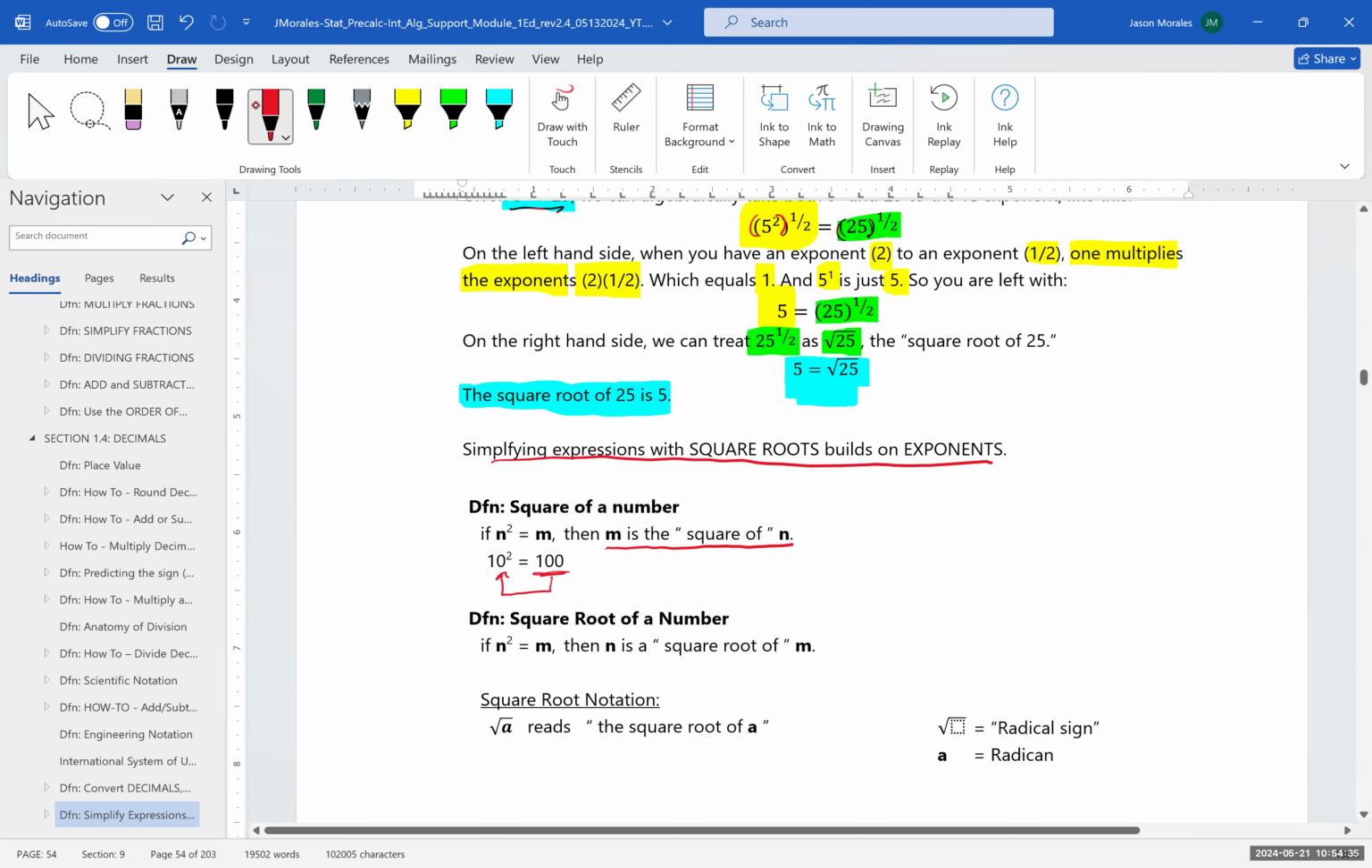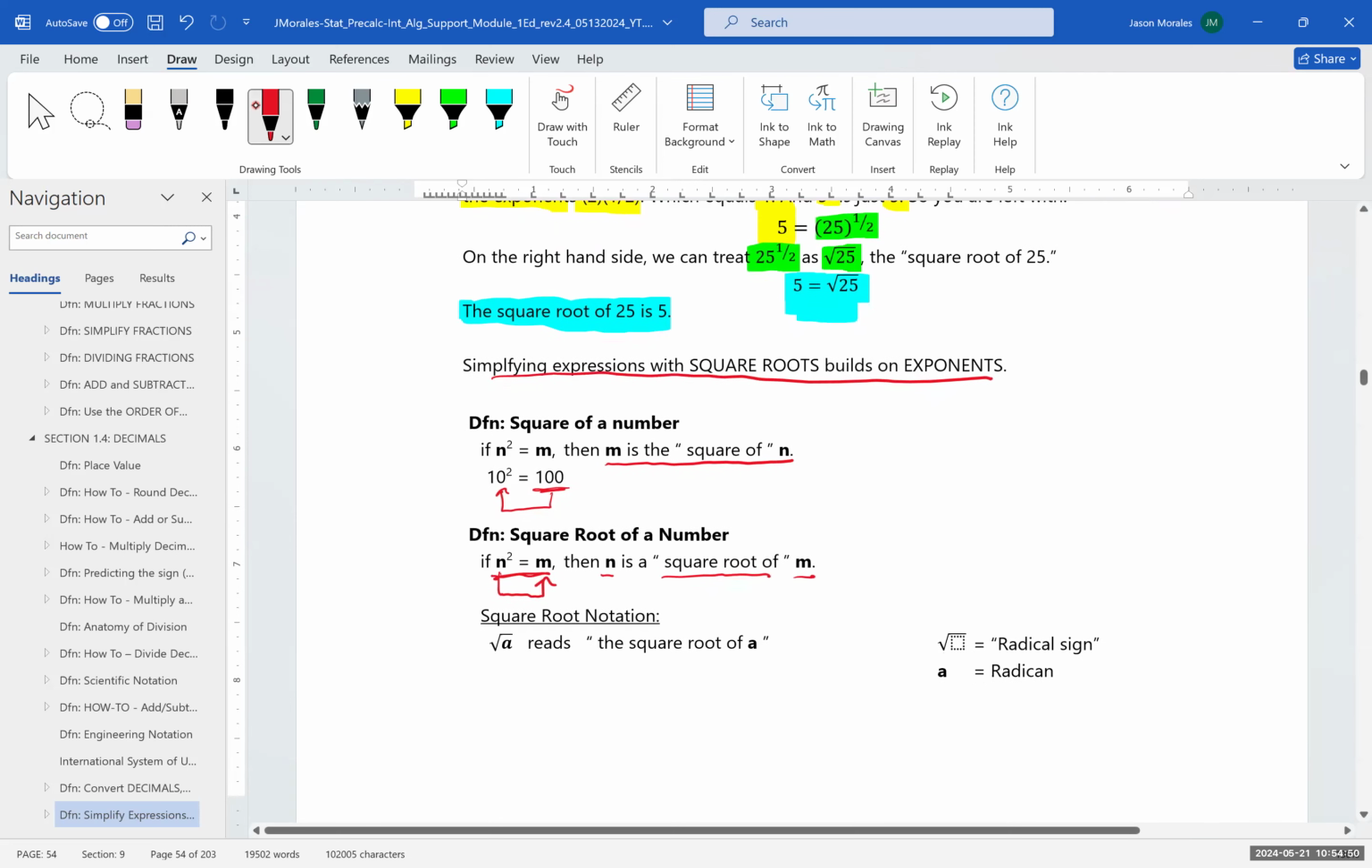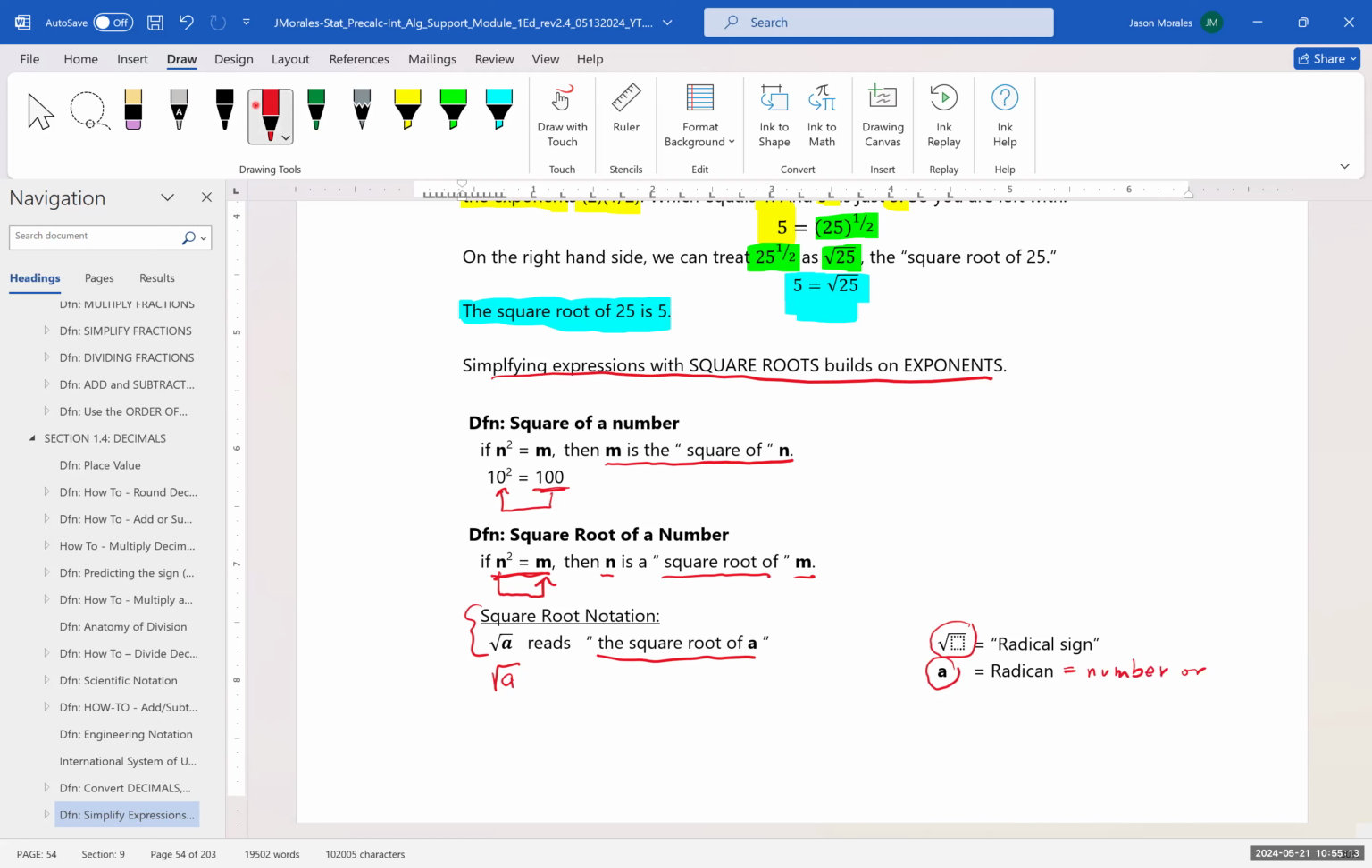Then the square root of a number. Again, we have this equivalence. We can say that n is the square root of m. So just going in the opposite direction. And again, we have square root notation. If we had the square root of some number, so the square root of a, this reads the square root of a, where this is the radical sign, and this is called the radicand. The radicand is just some number or variable that sits inside of the radical sign.